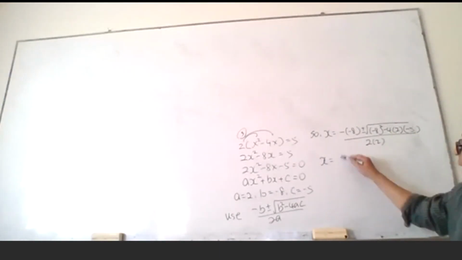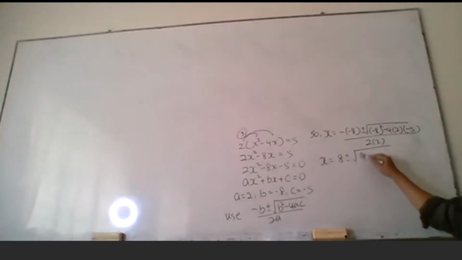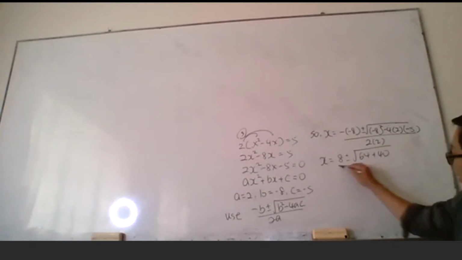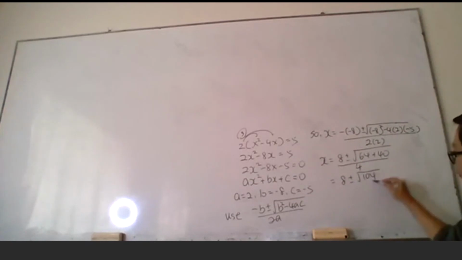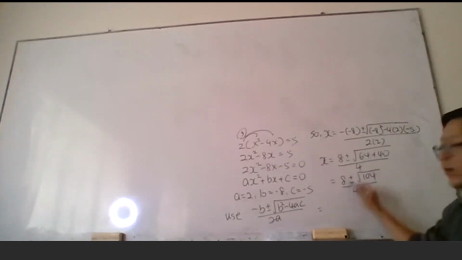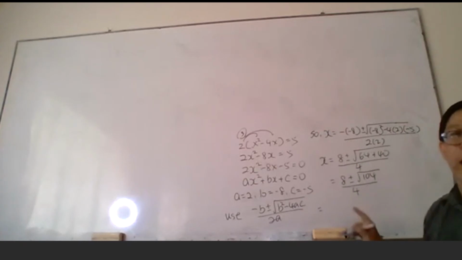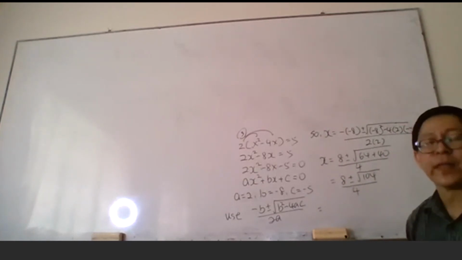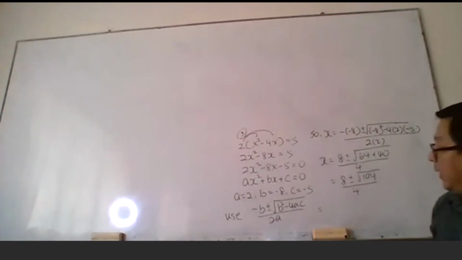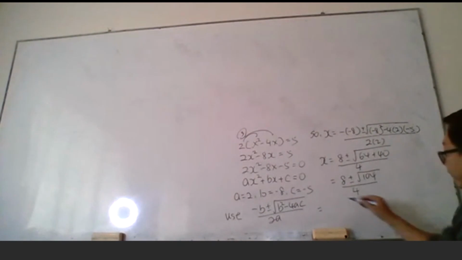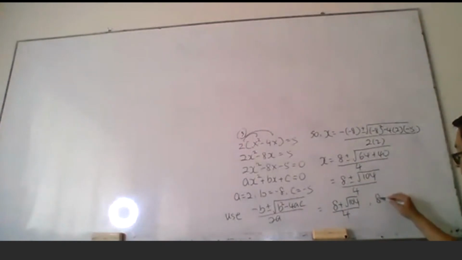x will be 8 plus minus the square root of 64 plus 40, over 4. So 8 plus minus the square root of 104, divided by 4. So perhaps you can split into 2. If you do well in this, your chapter 3 will definitely be no problem, because we just keep on repeating this quadratic equation in your chapter 3. 8 minus square root of 104, over 4.